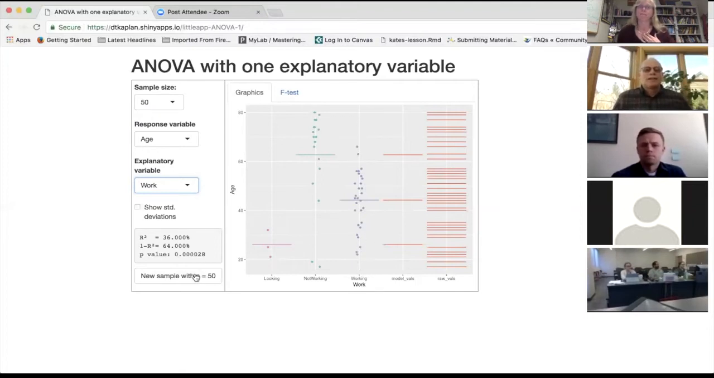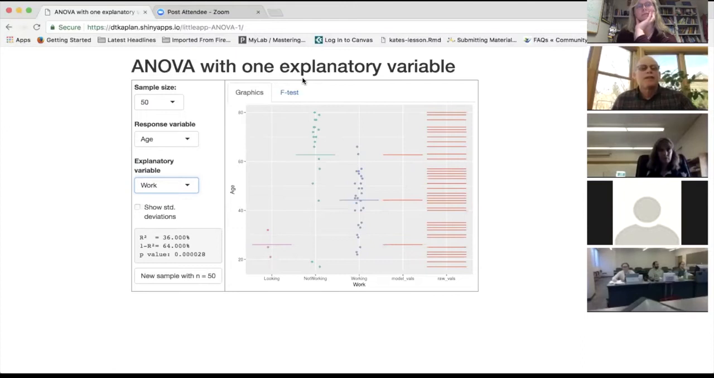Kate, I'd just like to add something. If this were the new format of little apps, there would be a Codebook tab, and you could see from that that these data come from the National Health and Nutrition Evaluation Survey. The entire set of data is about 10,000 people, of whom Kate is displaying a random sample of 50. Right. And I can again show you how those samples change.